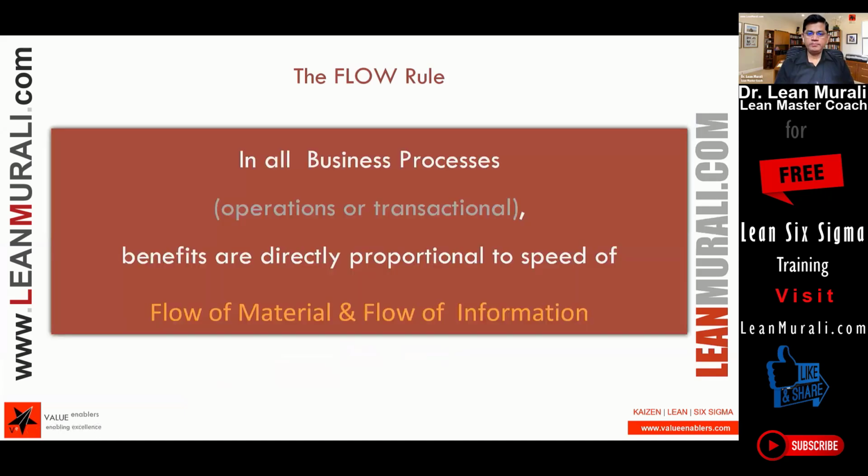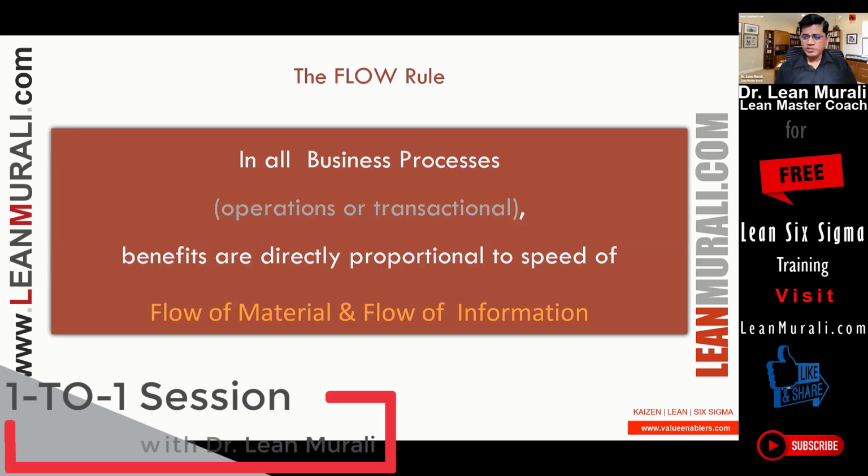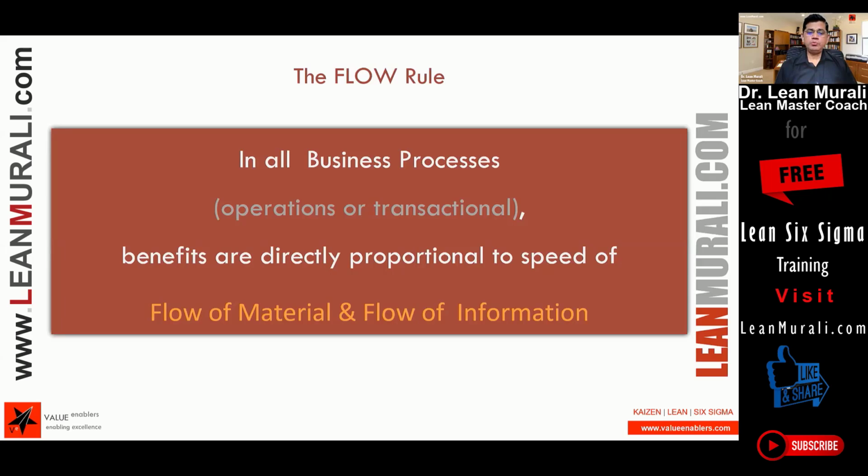What is the flow rule? In all business processes, benefits are directly proportional to the speed of the flow of material and information. Benefits are directly, whether it is operations or transactional. If you're able to flow the material as fast as possible along with the information, because without information, material cannot flow. So information can also affect the flow. That's why the supporting functions are very, very important.